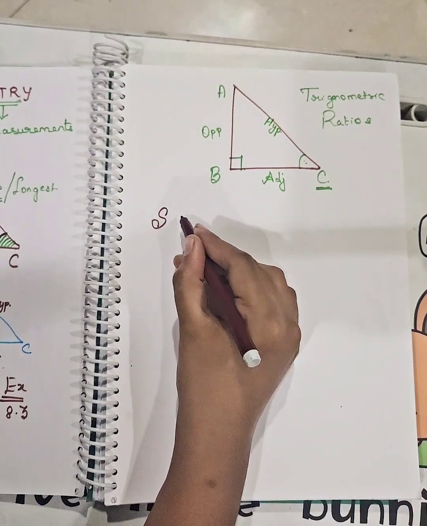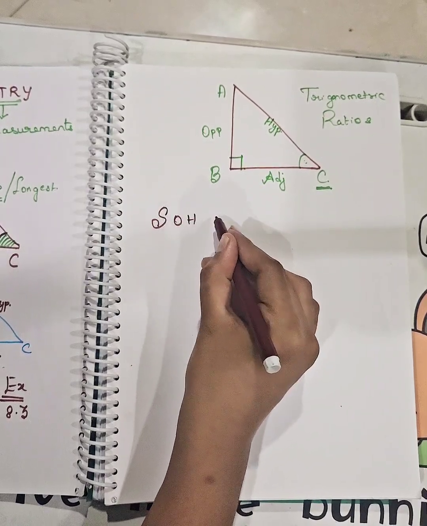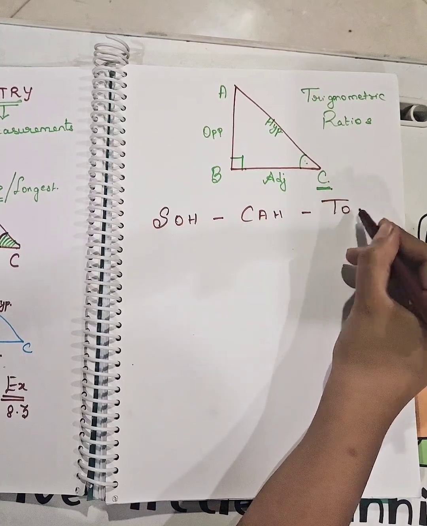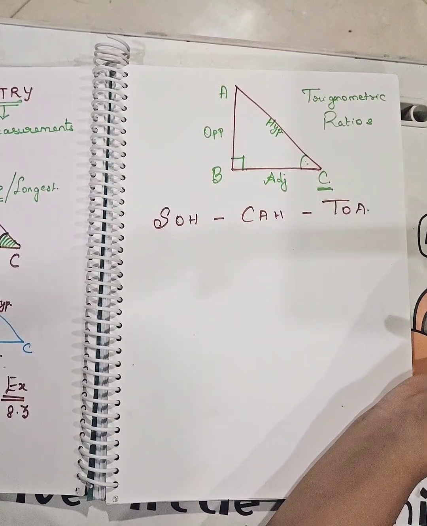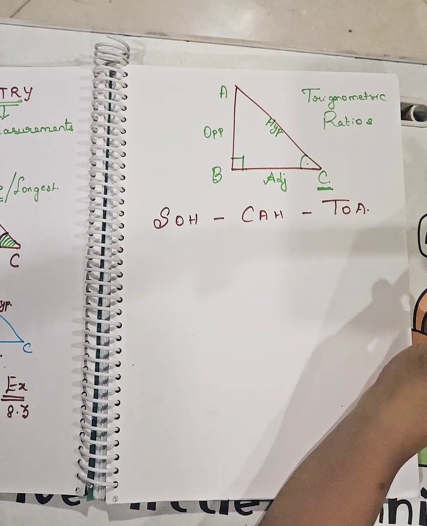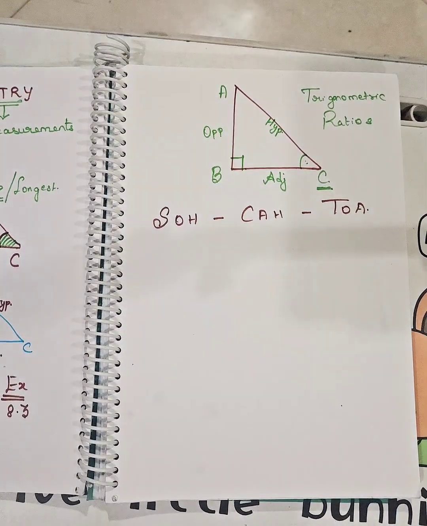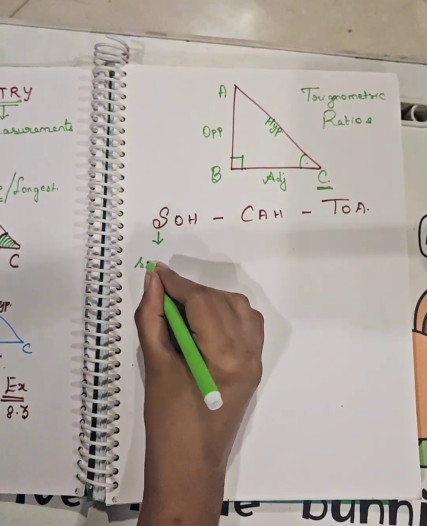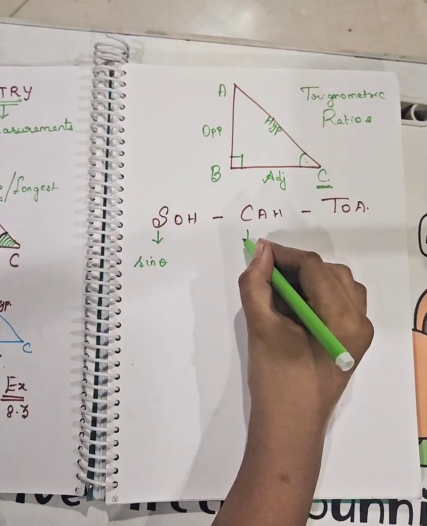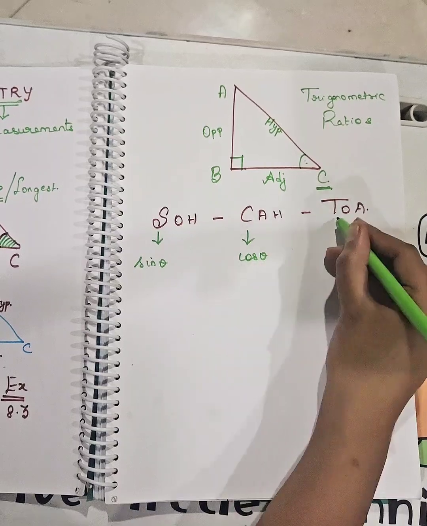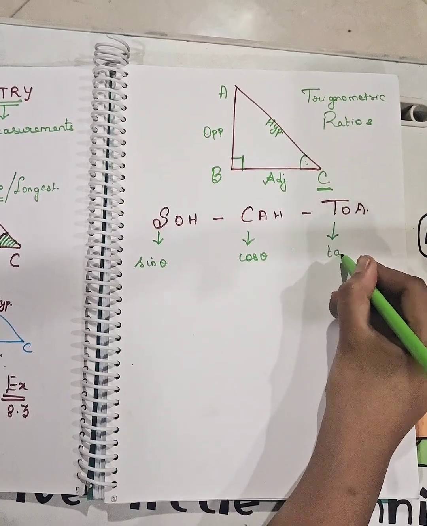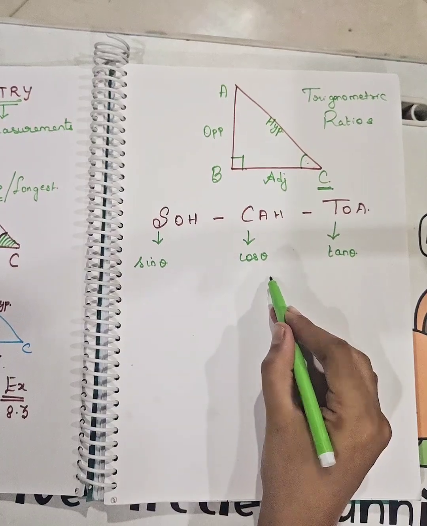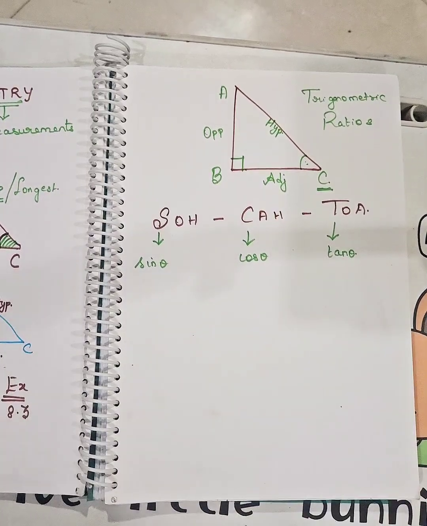S, sine theta, SOH CAH TOA. So since we are starting with this acronym, it helps to remember the formulas. So S stands for sine theta, C stands for cos theta, T stands for tan theta. So sine theta, cos theta, tan theta.